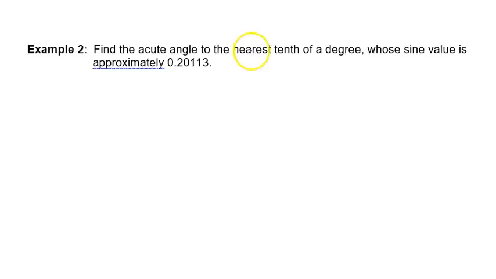Okay, example 2 kind of builds on that. We are going to be given a sine value and asked for the angle. So it says find the acute angle to the nearest tenth of a degree, whose sine value is approximately 0.20113. So they're saying that the sine of our angle, I'm going to use theta here, is 0.20113. Whenever you're missing an angle, you're going to have to do the inverse.